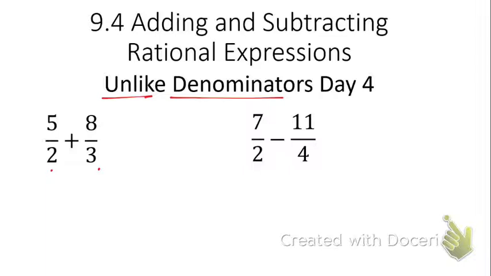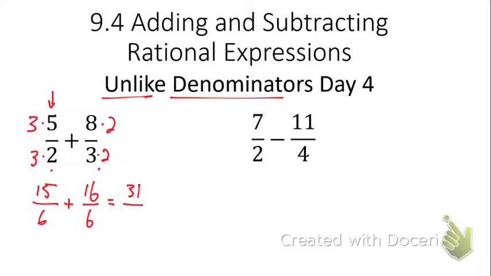So that means we're going to get them both to look like 6, which means I'm going to take this 2 and multiply it by 3. And if I multiply the bottom by 3, I multiply the top by 3 as well. So this new fraction is 15/6. Now I could reduce that, but I don't need to do that. Now the second fraction, I need to multiply 3 by 2 to get 6. That means I have to multiply the numerator by 2 as well and get 16. And now I add. So 15 plus 16 is 31. I leave that over 6, and I have successfully added two fractions with unlike denominators.